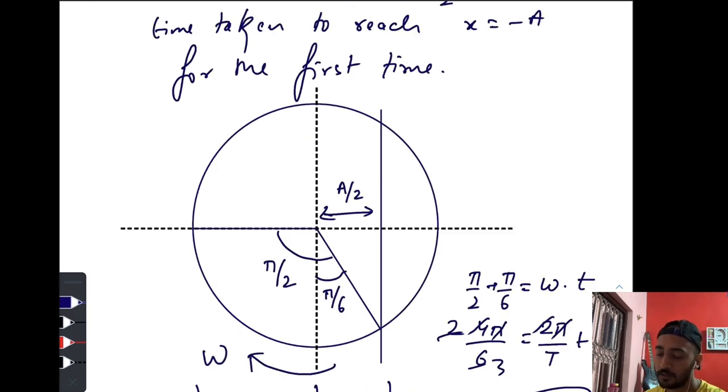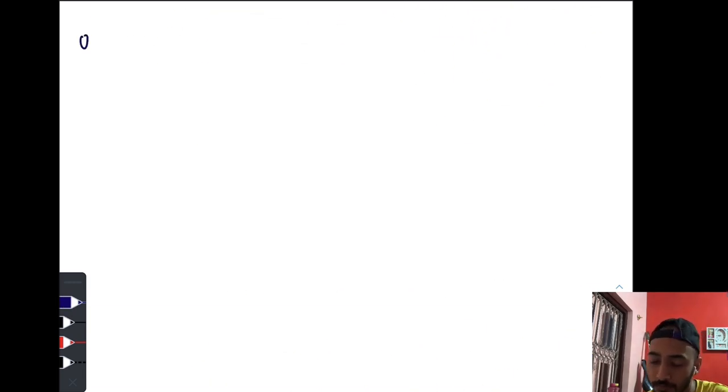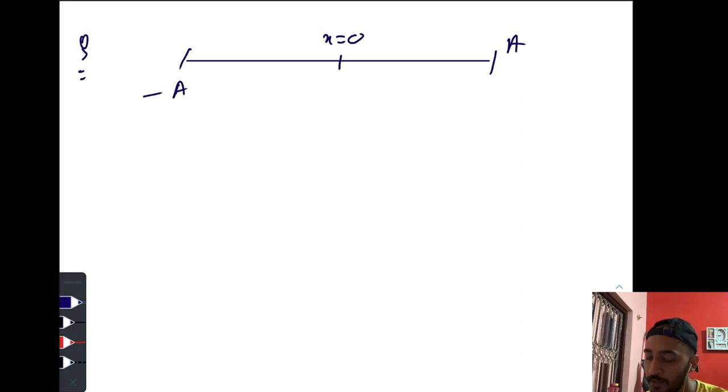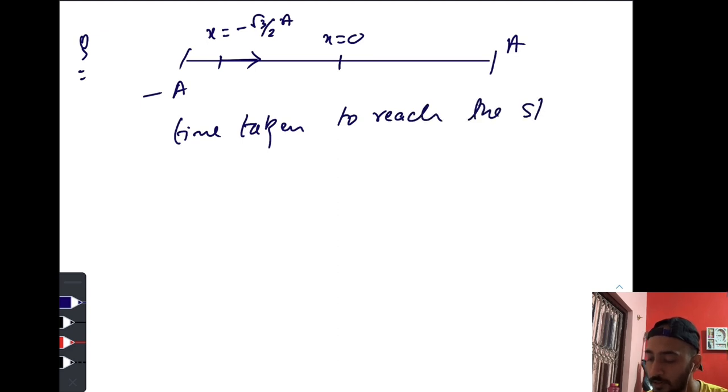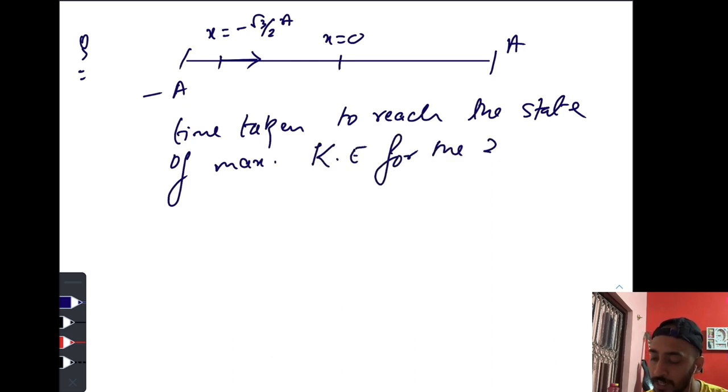Okay. Let us try to solve another one. Suppose in the question it is given that a particle is performing simple harmonic motion of amplitude A. At t equals 0 the particle is at minus root 3 by 2 a, and the velocity is in the positive direction. Find the time taken to reach the state of maximum kinetic energy for the second time.